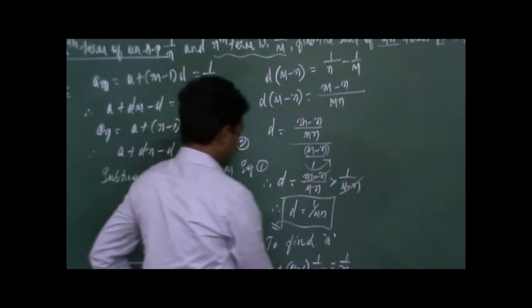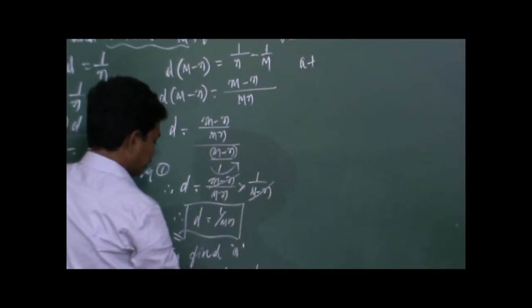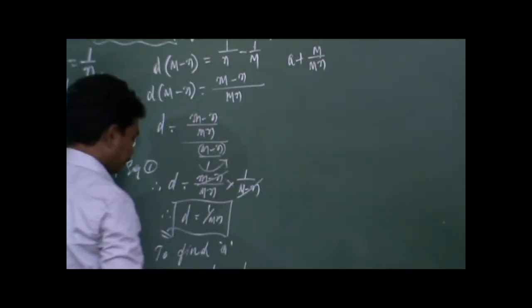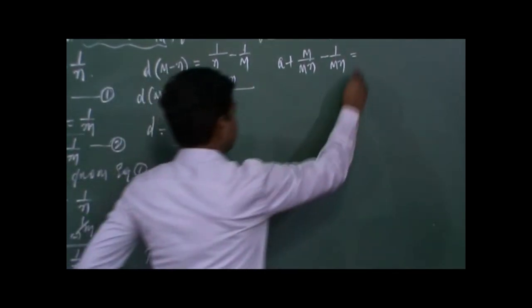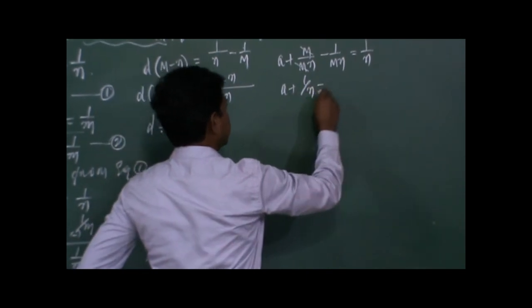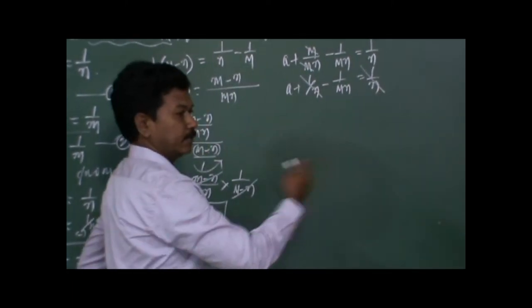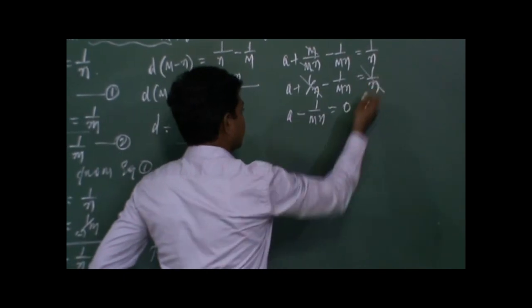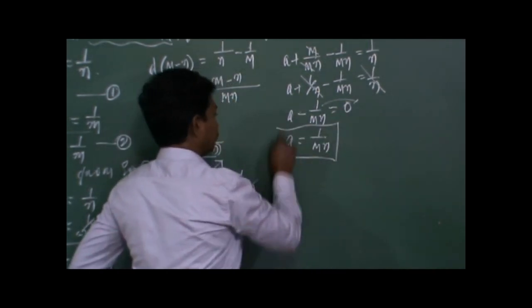So we'll continue this. a plus m minus 1 into 1 by mn. 1 by mn into m becomes m by mn, 1 by mn into minus 1 becomes minus 1 by mn is equal to 1 by n. m and m cancel, so a plus 1 by n minus 1 by mn is equal to 1 by n. So plus 1 by n is equal on both the sides, gets cancelled. So a minus 1 by mn is equal to 0, nothing remains. So a is equal to 1 by mn, which gets transposed to the RHS. So a is equal to 1 by mn.